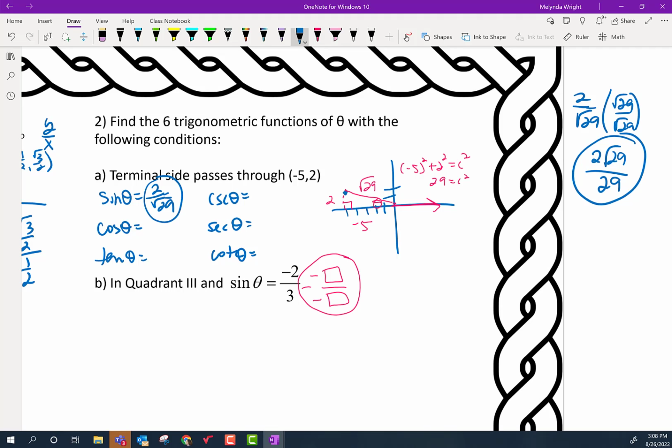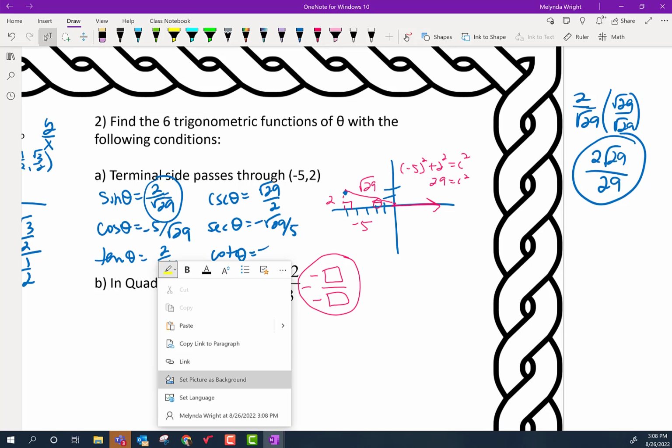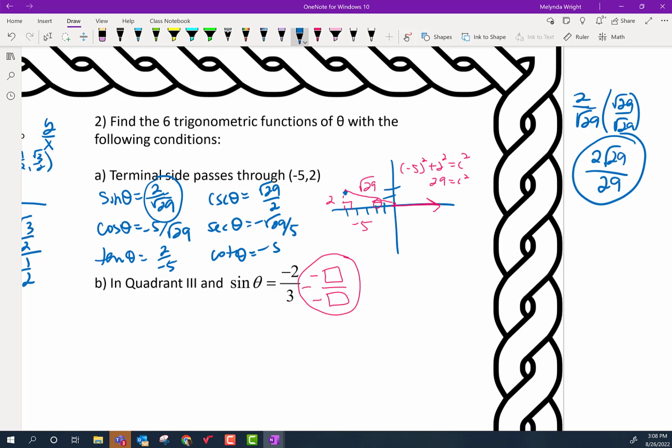So for cosecant, we're just going to flip it upside down. So it's root 29 over 2. Okay, great. So cosine is adjacent over hypotenuse. So -5 over root 29. That means secant would be negative root 29 over 5. Tangent is opposite over adjacent, so 2 over -5. So flip it upside down, -5 over 2. And that's what it wants us to do.